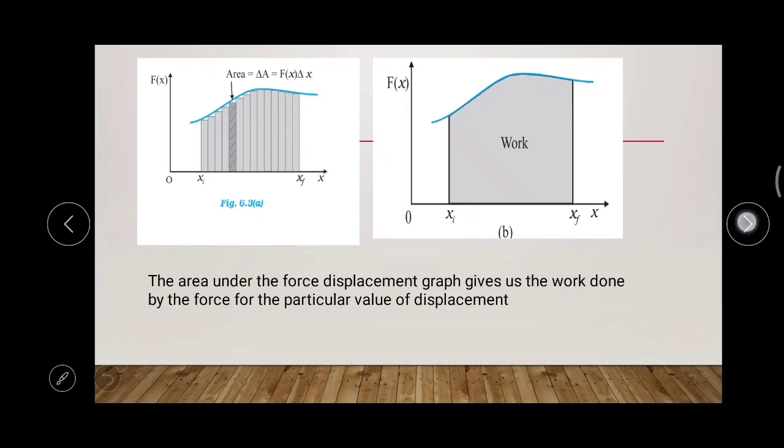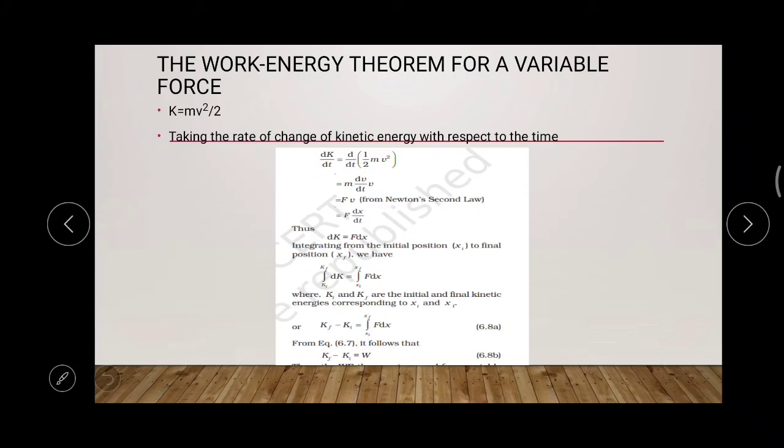So you can see, after the differentiation, it is half m into 2v into dv by dt. So where half cancels, m into v into dv by dt. So that is actually the rate of change of kinetic energy with respect to time.